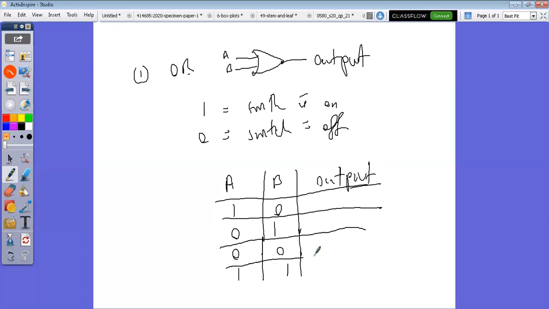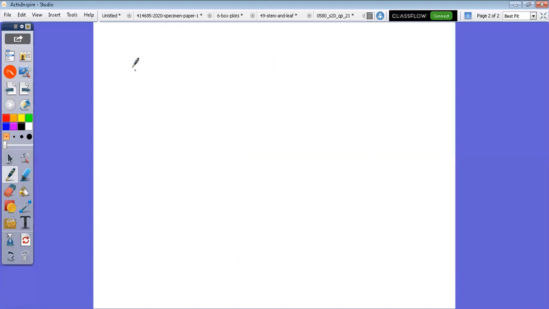We said if it's an OR gate, this is what you call a truth table. So the truth table for an OR gate, this will be positive, this will be positive, this will be off, as long as one of them is on. That's what I mean. As long as one of them is on, the output will be on. Clear. Yes. That's the OR gate.